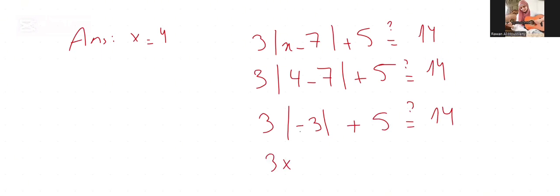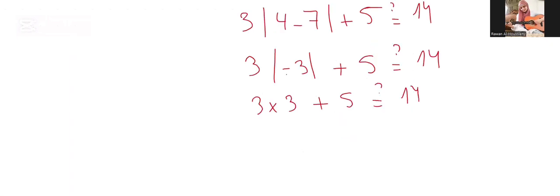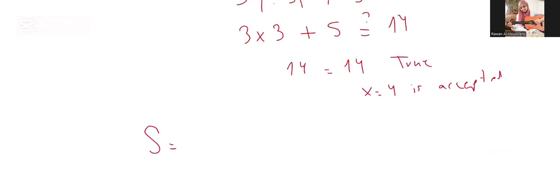So 3 times the absolute value of minus 3 gives me 3. So this is 3 plus 5. Does it equal 14? So again, 3 multiplied by 3 gives us 9, plus 5 gives me 14. So 14 equals 14. So again, this one came out true. So x equal to 4 is also an accepted value. So now we have the solution. I have two solutions for this equation: first x equal to 10, and the other one is x equal to 4.